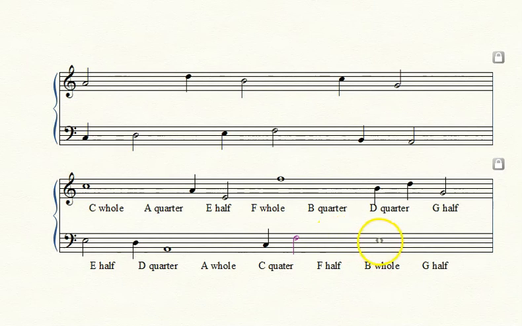Next, we need a whole note B. We only have one B on the staff, and that's on the second line. And lastly, a half note G. We have two G's, but I will use the first G on the first line.